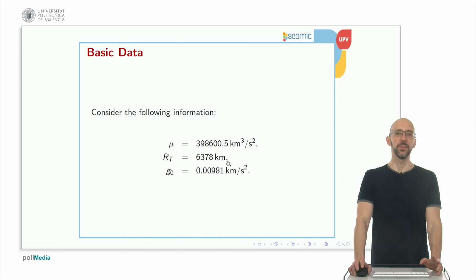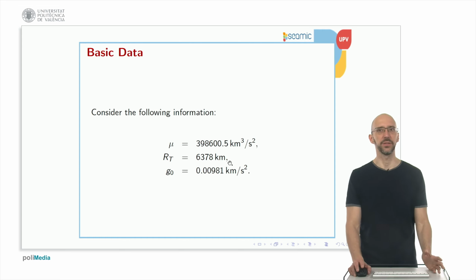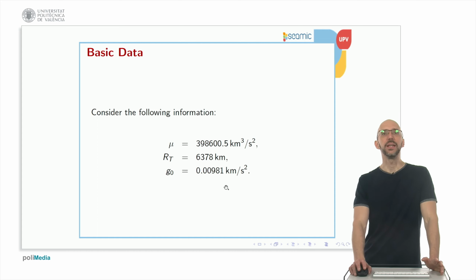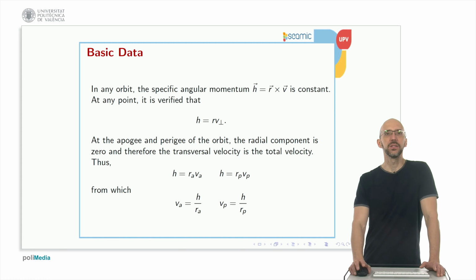For distances, I'm going to use kilometers. We are not going very far from the Earth, so kilometers is good. And finally, be careful because I guess you are used to this number in meters per second, 9.81. But since we are using kilometers, remember 0.00981.